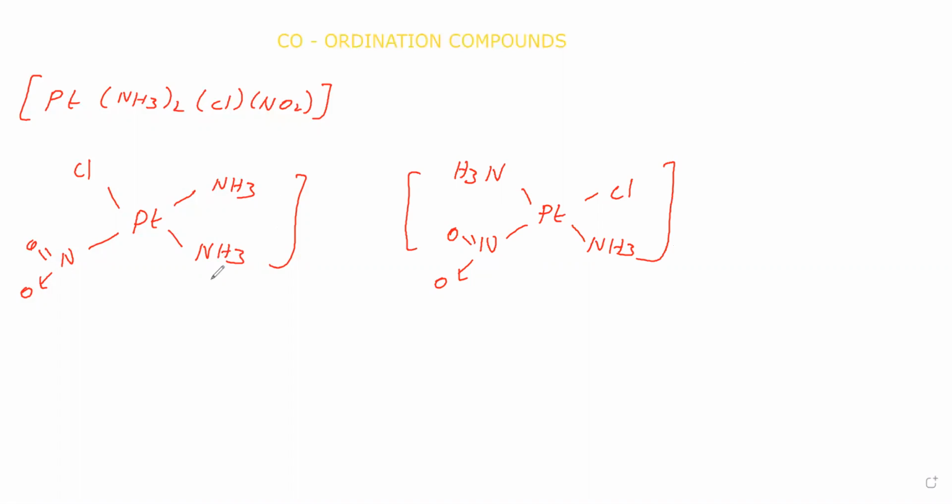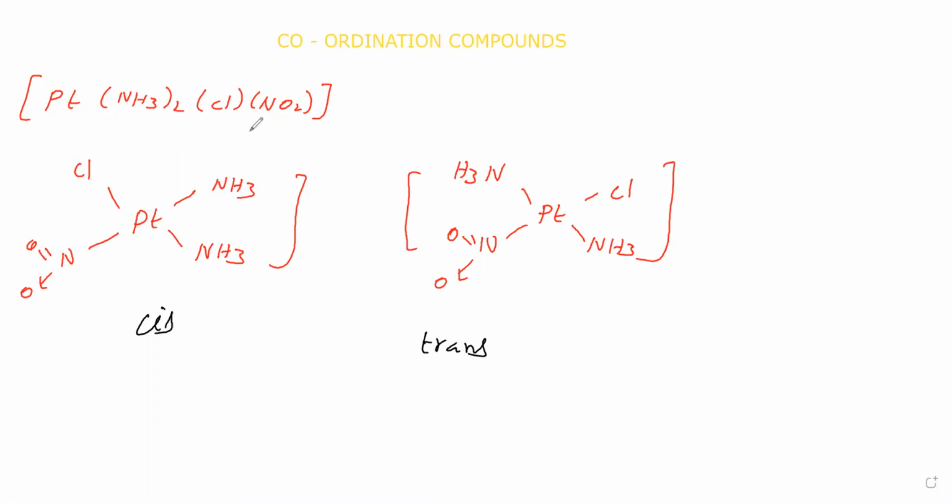Here the similar ligands, NH3, are on the same side or adjacent side, therefore it is cis. Here similar ligands are across, on the opposite side, therefore it is called trans. So cis trans isomerism is possible, therefore geometrical isomerism is possible for this compound.